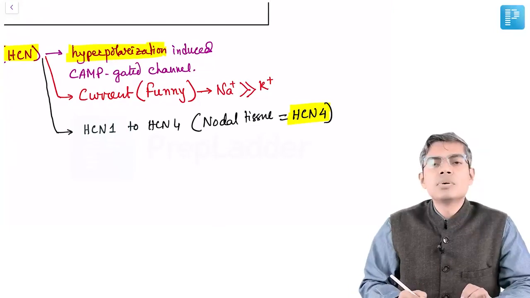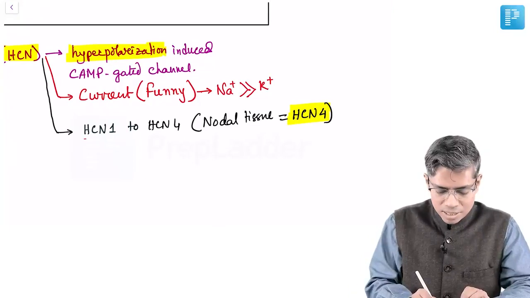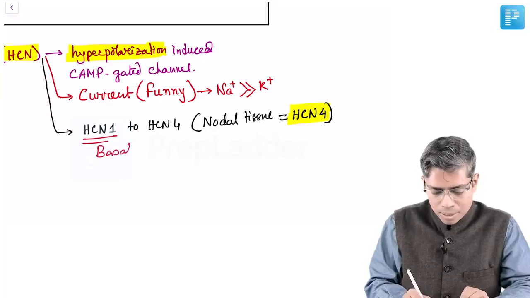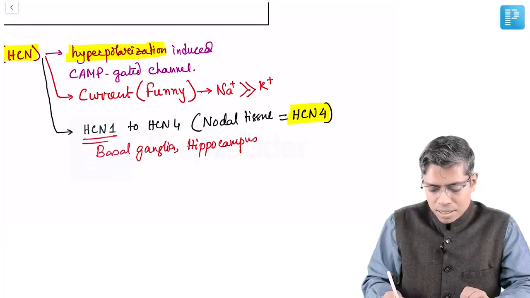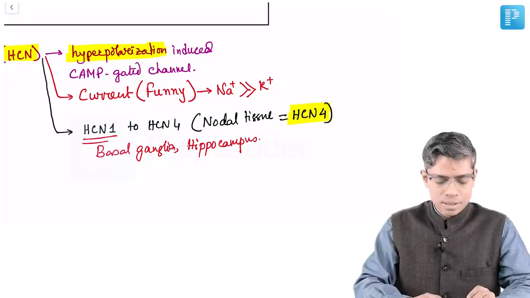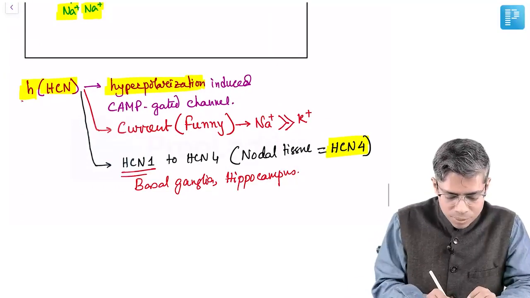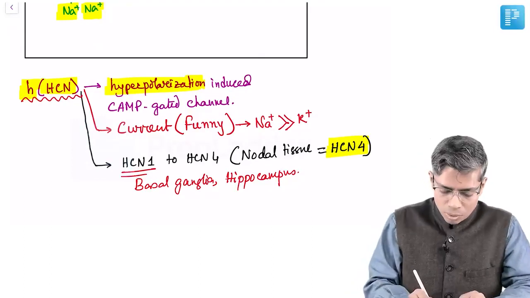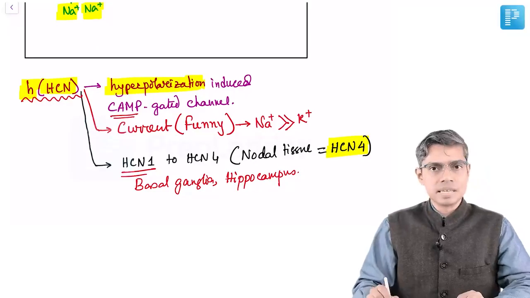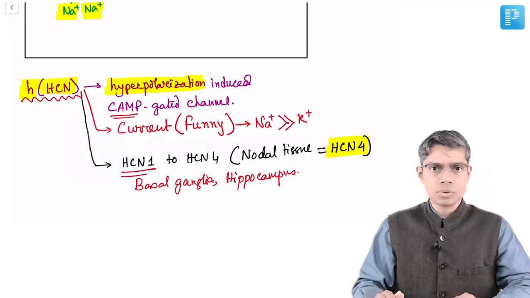So where are the other types of HCN channels present? They are the neuronal HCN channels. HCN1, 2 or 3 are present at the level of basal ganglia region, and also at the level of hippocampus region. So these are the very few points that you have to remember for HCN channel. HCN channel also opens in presence of cAMP. Note down that.